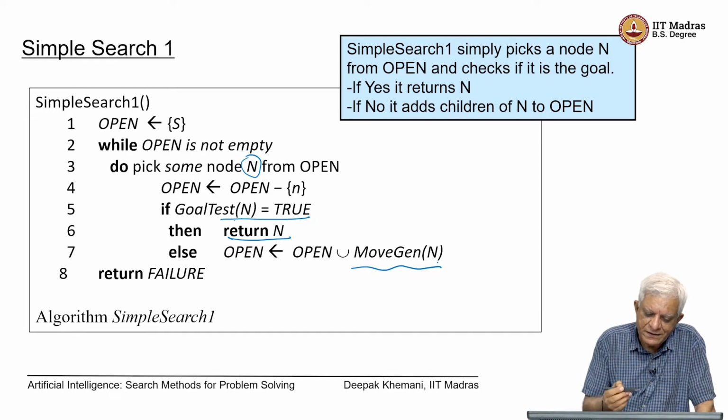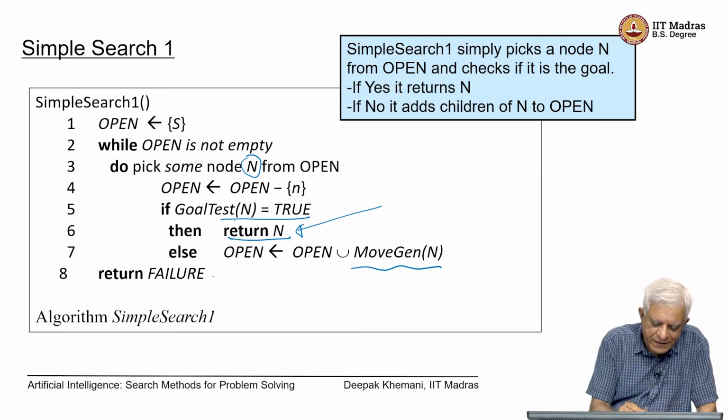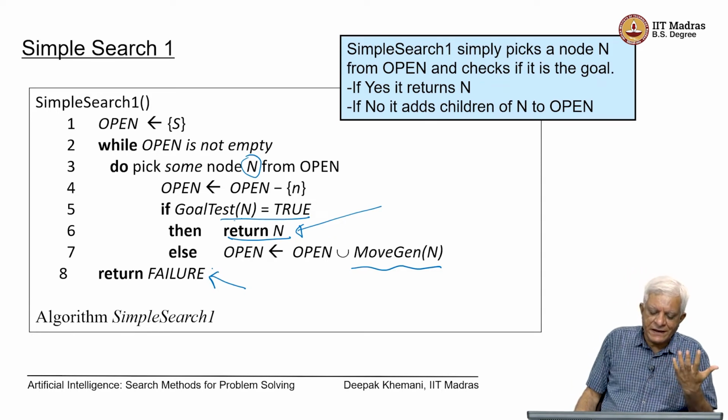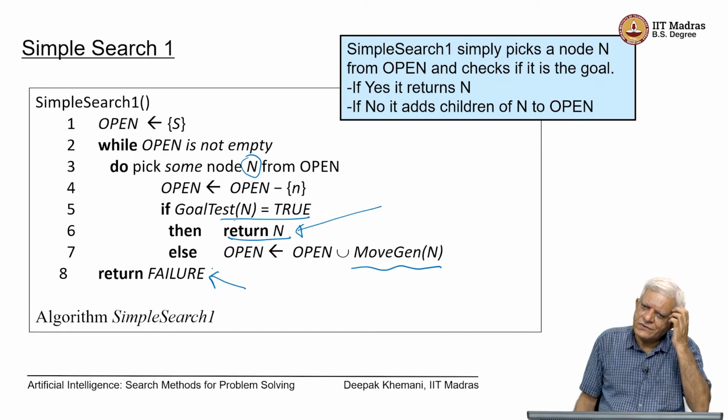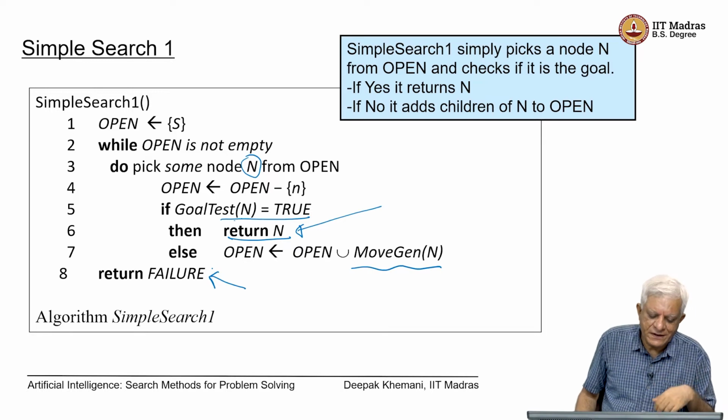We will keep doing that either till we exit here by returning N, or if open has become empty by returning failure. So, we will see that in certain situations the way we write the algorithm, it is possible that the open can become empty. In particular, if the state space is going to be finite, then you should eventually end up visiting all the nodes and then there will be nothing new to visit, but the algorithm has to embody that. We will see how that can be done.